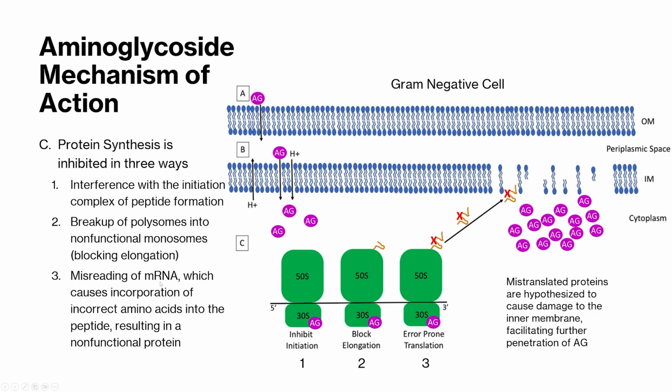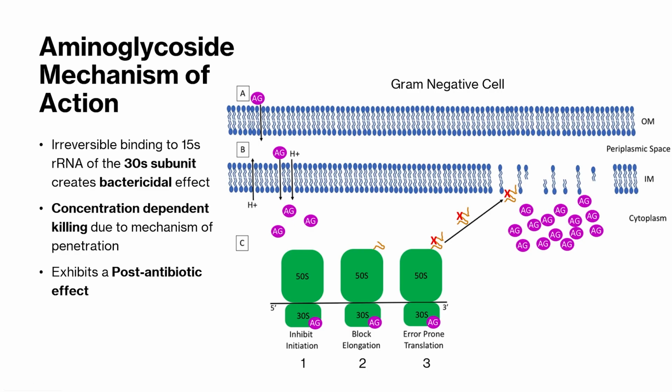And then it can just cause misreading. So the tRNA and the mRNA, they're supposed to have matching codons, right? But if there's an aminoglycoside in there messing things up a little bit, then it can cause misreading, and then it would incorporate the incorrect amino acid that could cause a protein chain that damages the inner membrane. And that's over here. This is just hypothesized. This isn't confirmed, but it's hypothesized that the mistranslated chains actually damage the inner membrane and allow aminoglycosides to enter more easily or more readily.